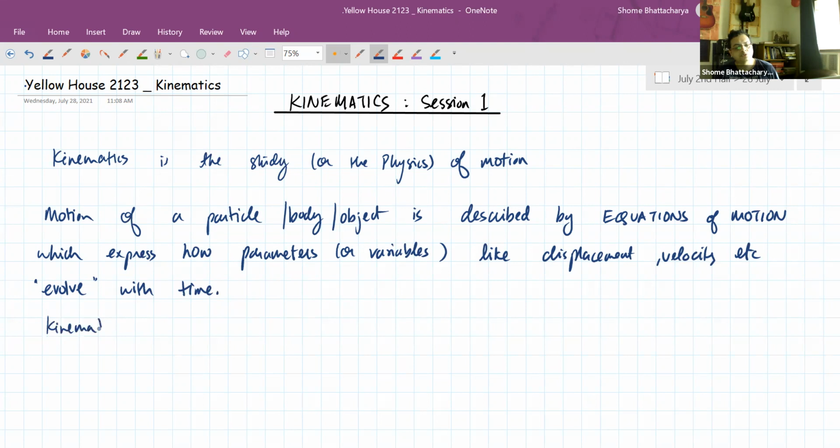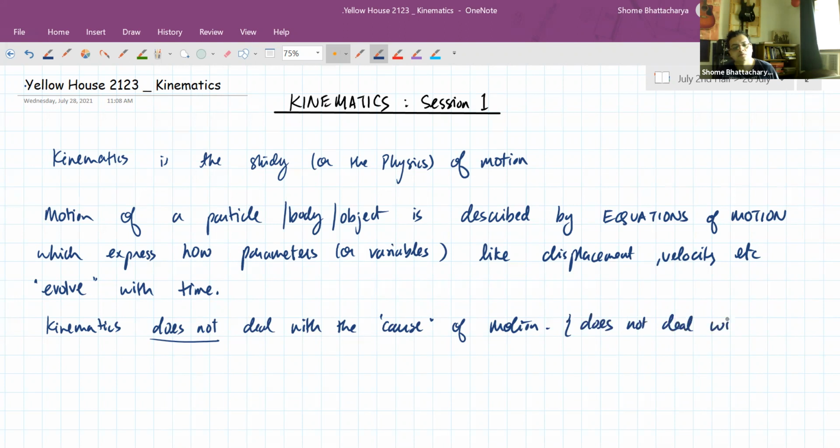Kinematics does not deal with the cause of motion. So it does not deal with force, work done, energy, etc. All that comes in different chapters of physics, like Newton's laws of motion, work and energy, etc. It just deals with the motion itself, describing the motion by representing it by equations which express how these parameters evolve with respect to time.